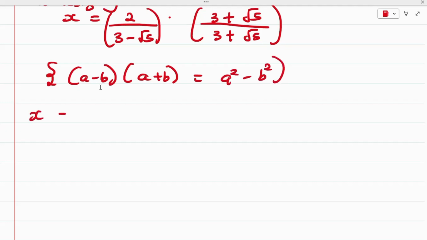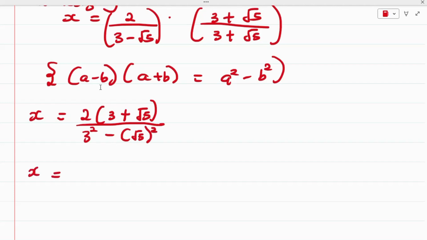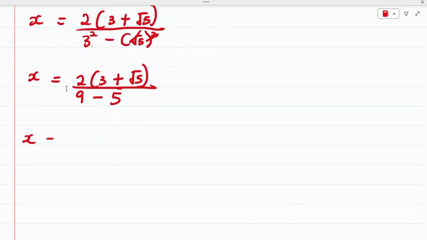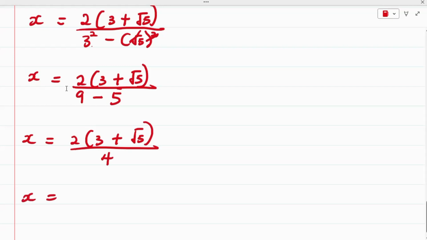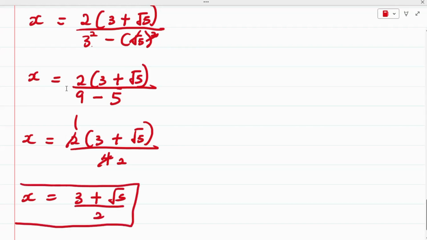So we have that x is equal to 2 multiplied by 3 plus the root of 5 divided by 3 square minus the root of 5 all square. So x is equal to 2 multiplied by 3 plus the root of 5 divided by 3 square, which is 9, minus this, cancel out, we have 5. So x is equal to 2 into 3 plus the root of 5 divided by 9 minus 5, which is 4. So x is equal to 2 over 4, which is 1 over 2. So we have 3 plus the root of 5 divided by 2, and this becomes the final answer.